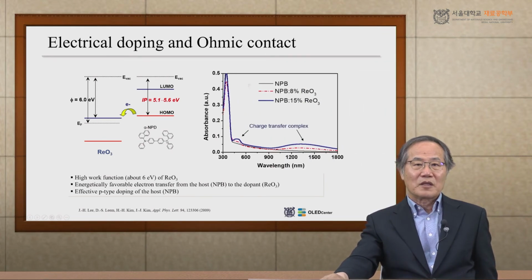This is NPB. This is a hole transporting material widely used for OLED. And we doped rhenium oxide into NPB, and the rhenium oxide has a work function of this amount. This energy level is different for different groups and so on, but we think this is the level. And by doping, the absorbance changes and new peaks appear. Here, this is a charge transfer peak, we think.